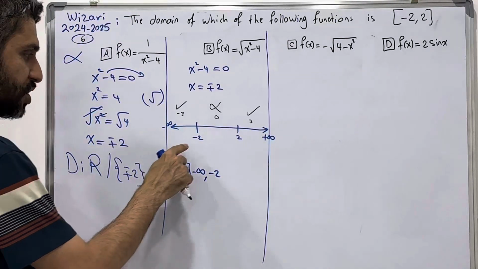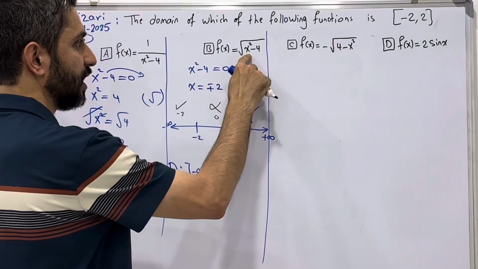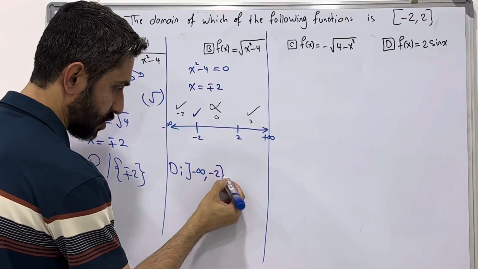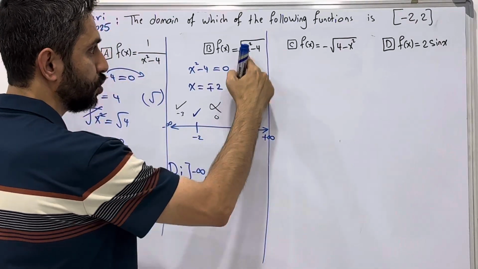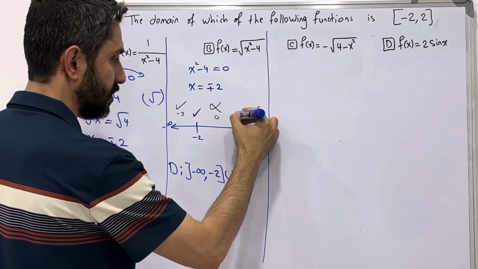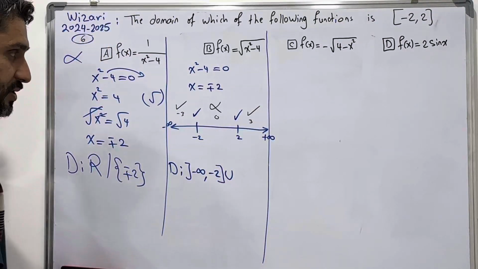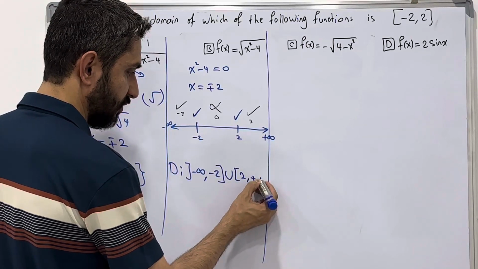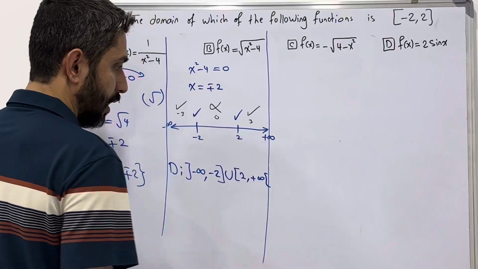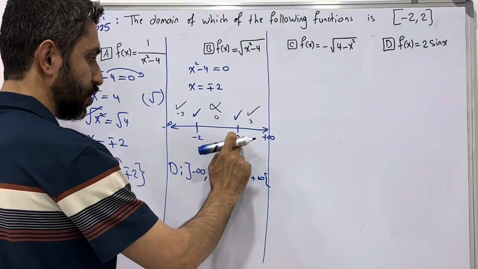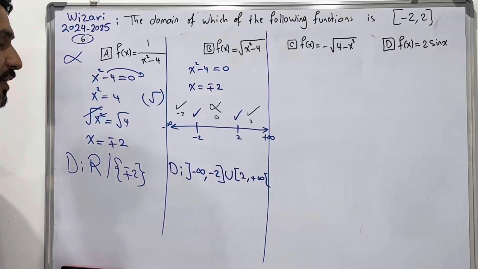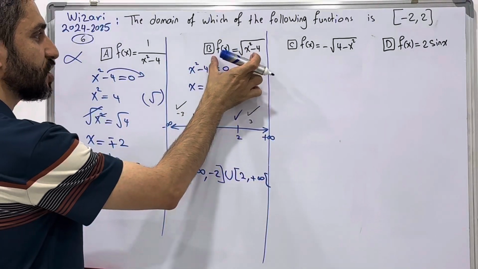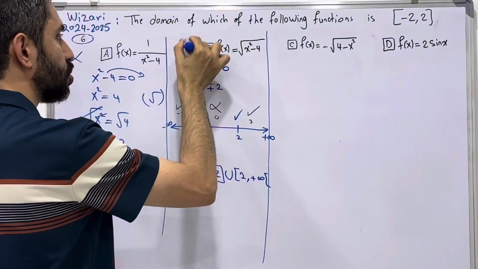But what if we are checking negative 2 and 2? Negative 2 squared is 4, 4 minus 4 is 0, so this point also is the domain, which means it's a closed interval. Union 2 squared is 4, 4 minus 4 is 0. So this value also is the domain, so it's a closed interval, 2 to positive infinity. So between negative 2 and 2, we have a point of discontinuity, so it's not domain. But the domain of this function is not negative 2 to 2, so this option is wrong.